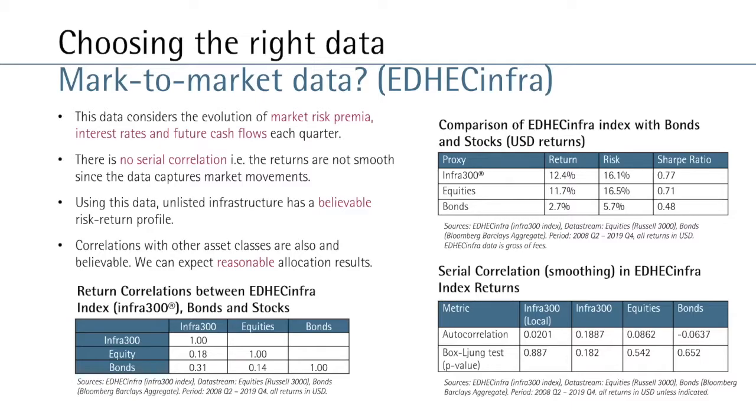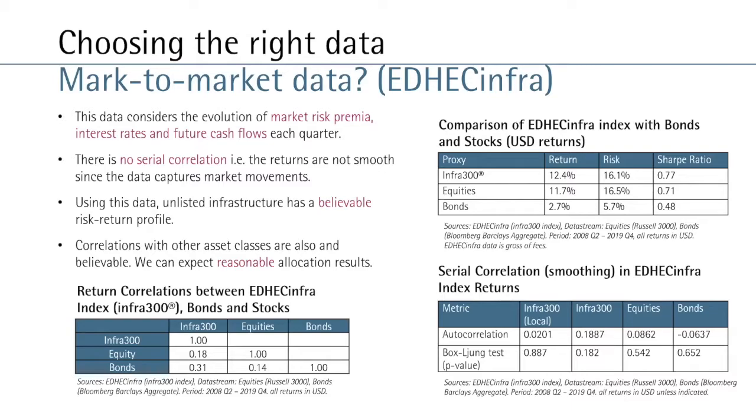Now, if we look at the serial correlation test at the bottom right, we see that the Infrastructure 300 passes the test, meaning that its returns are not serially correlated. In other words, they're not smooth. And that is reflected in the volatility reported in the table at the top right, which is on par with equities, in fact, for that period from 2008 to 2019. And the Sharpe ratio is also much more reasonable.